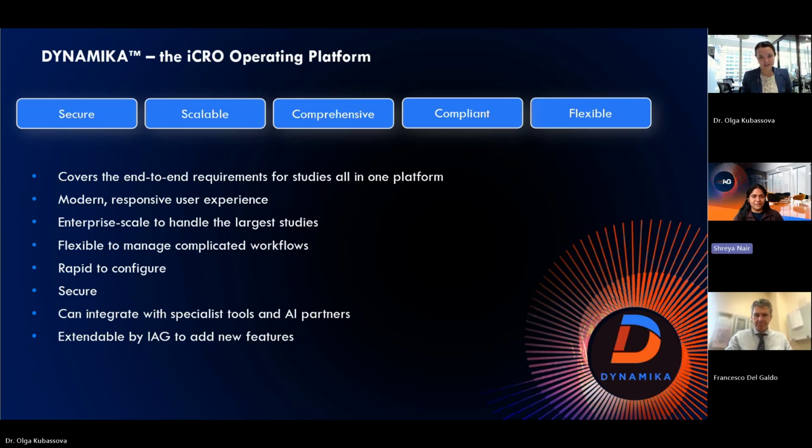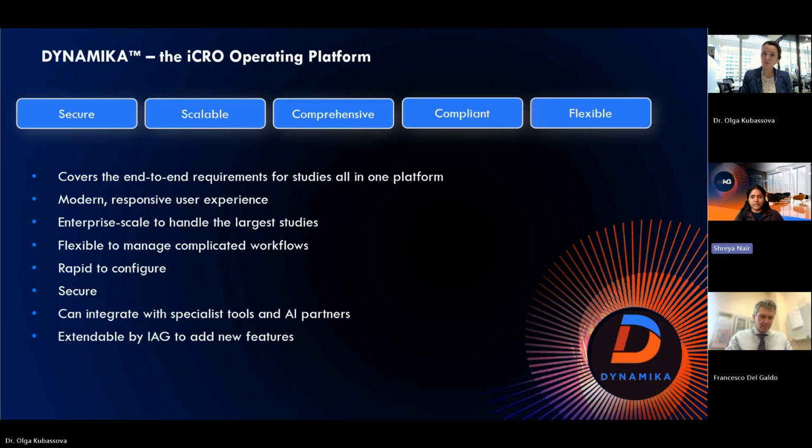Yes, I'm sure you've heard about DYNAMIKA in this whole session right now. And what really is DYNAMIKA? It's a cloud-based platform, which really helps all these different users to collaborate on one platform. So you don't need any kind of installation. The architecture is built in such a way that it's secure, it's compliant, and it's flexible enough to handle any kind of complex workflows that is required for any kind of study protocol.